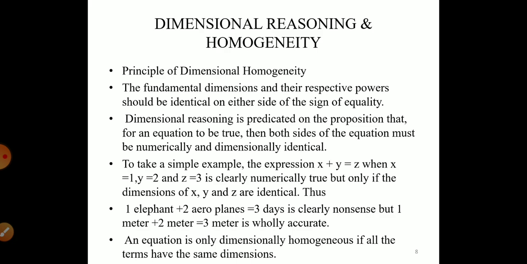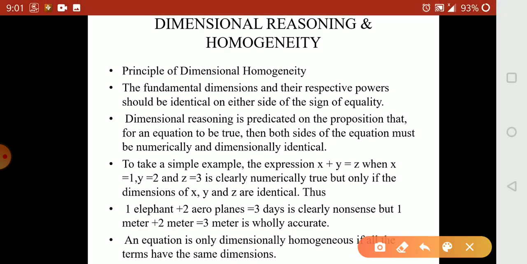If we take a simple example, the expression x plus y is equal to z, when x is equal to 1, y is equal to 2 and z is equal to 3, is clearly numerically true, but only if the dimensions of x, y and z are identical. If x, y and z are identical, then x is 1, y is 2, so 2 plus 1 is equal to 3, that is z is equal to 3.